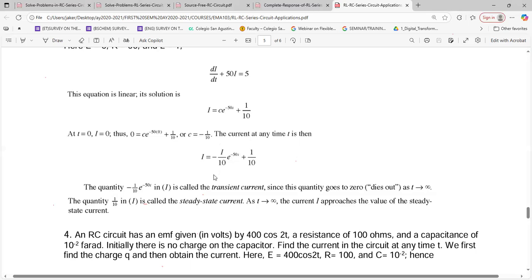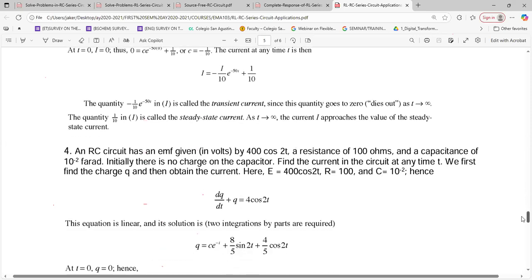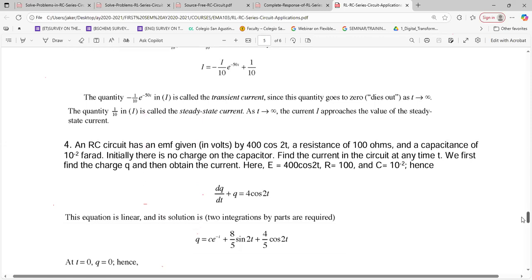The negative 1 over 10 e raised to negative 50t will become 0 over time. Okay? Because as I explained, this e raised to negative infinity will become 0. So take note of what is meant by the transient current and the steady state current for a current expression in your RL circuit. Now, we still have 6 minutes. Hopefully, I can finish this because it has the solution anyway.